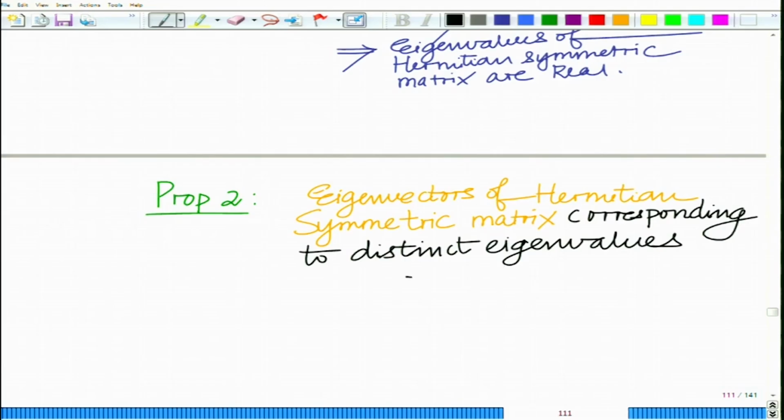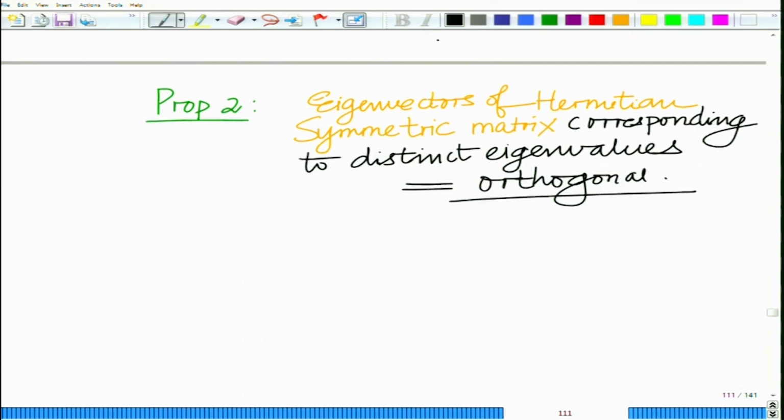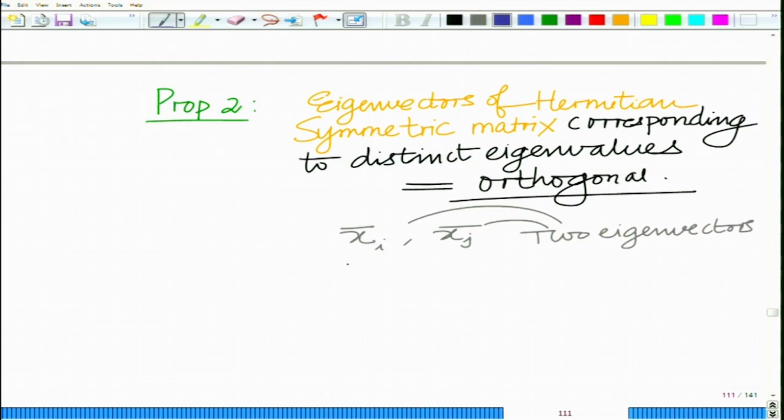Eigenvectors corresponding to distinct eigenvalues are orthogonal, and this is a very important and interesting property. Okay. So, let us consider two eigenvectors xi bar, xj bar. These are two eigenvectors, and remember, these correspond to distinct eigenvalues. Okay.